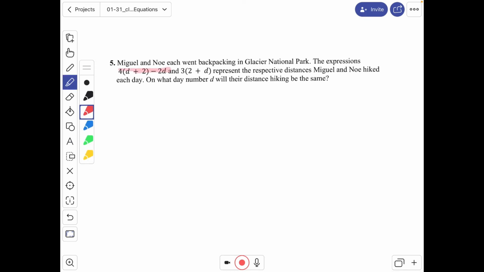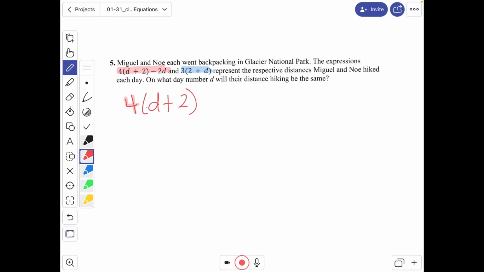So this first equation represents Miguel and how far he hiked in a day. D is days. And then the second equation represents Noe and how far he hiked each day. And again, d equals days. And we're supposed to find out when they're going to be equal. So that means this first equation is going to be equal to the second equation. And this is very similar to how it's worded on the test.